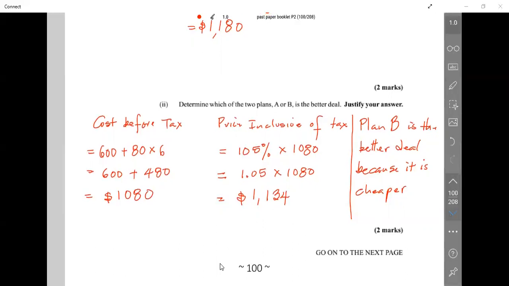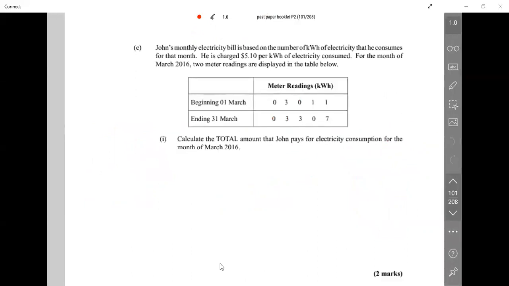Let's go to the next question. This says John's monthly electric bill is based on the number of kilowatt hours of electricity that he consumed for the month. Each charge is $5.10 per kilowatt hour of electricity consumed. For the month of March 2016, 2 meter readings are displayed in the table below. We're to calculate the total amount that John pays for electricity consumption for the month of March.